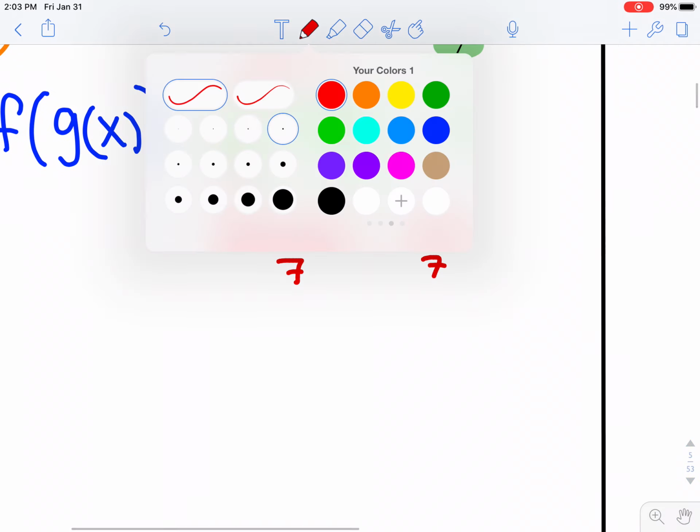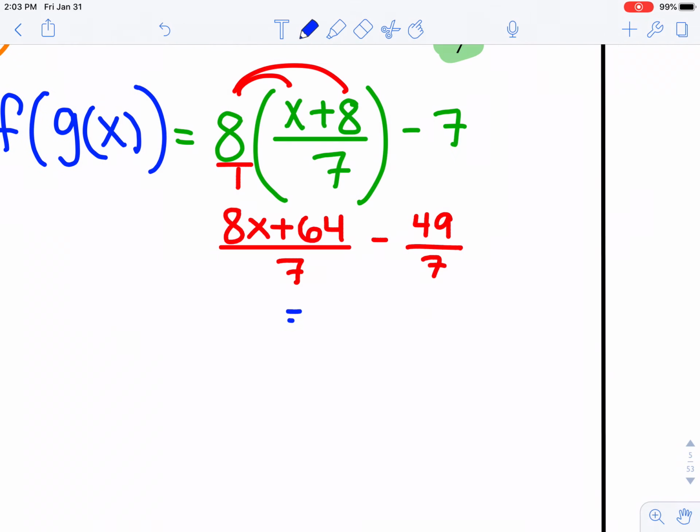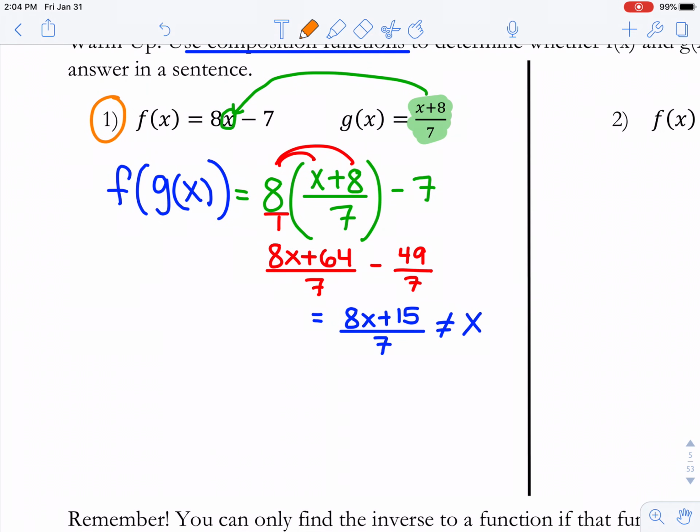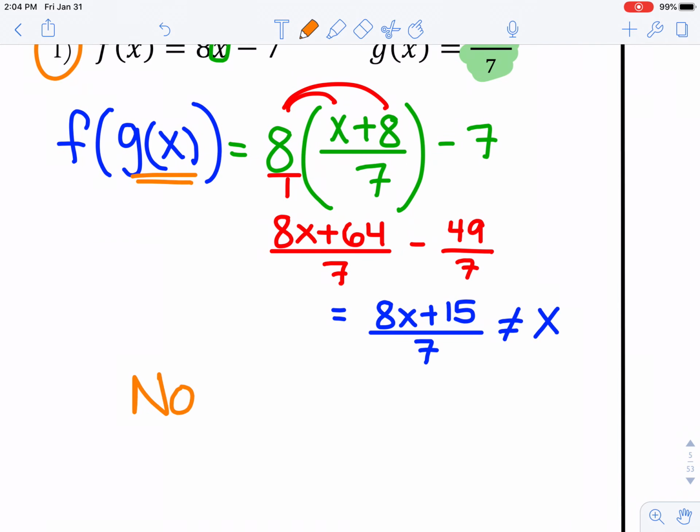And this just does not come out nice. This is 8x plus 15, all over 7. Obviously, we're not going to get this to equal x. So I can actually stop right there and say, all right, these cannot be inverses of each other, because when I did f of g of x, I didn't get x. I could go on to try to do g of f of x, but it doesn't matter because they both need to equal x. So therefore, these are not inverses.